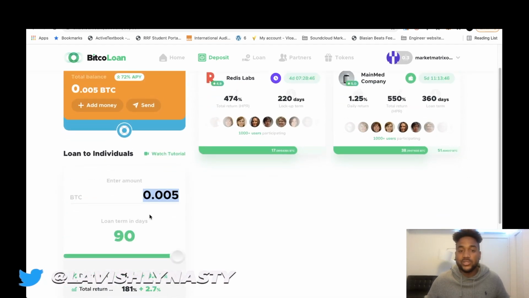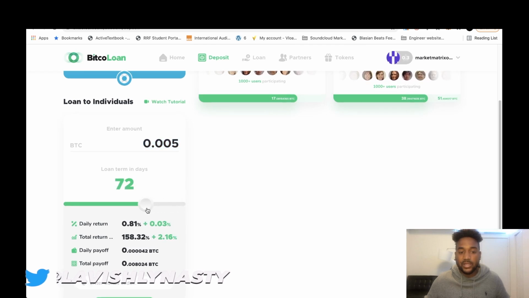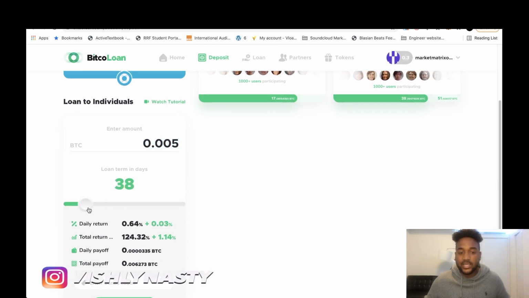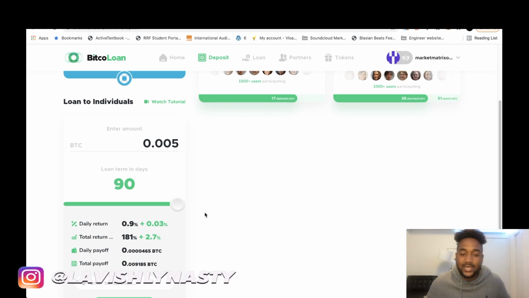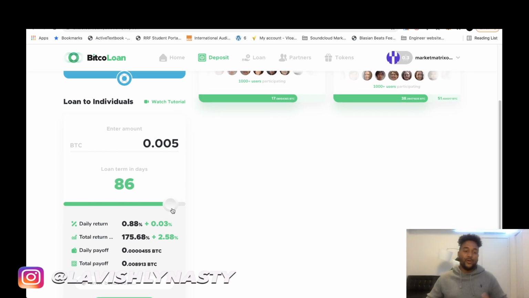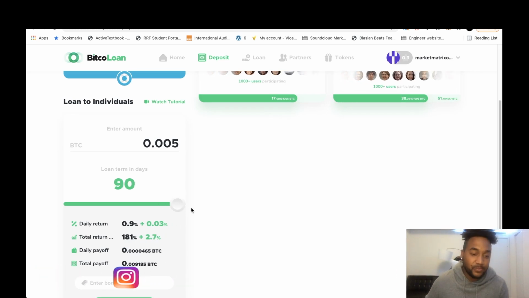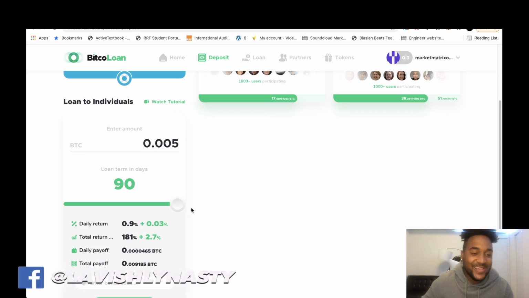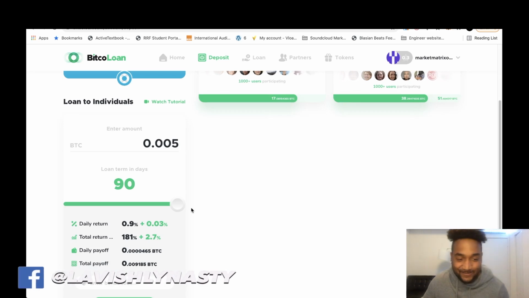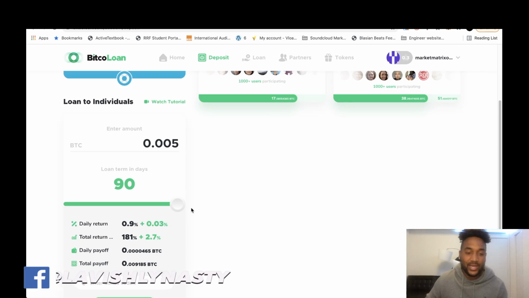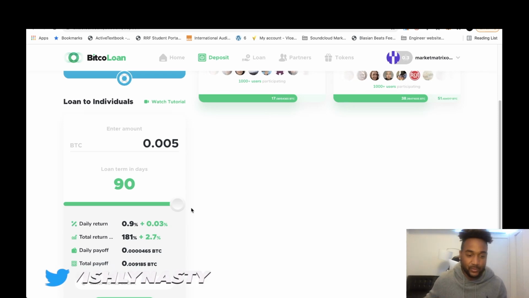So 0.005 Bitcoin. Remember, the lower the days, the less percentage. I want all that percentage. So I want 90 days. We're gonna do 0.9 total return, 181 plus 2.7% at whatever.